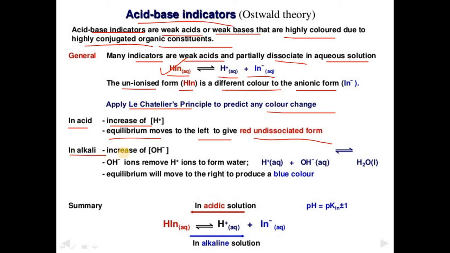In alkali medium, an increase of OH minus takes place. So OH minus ions remove H plus ions to form water, H plus and OH minus giving water, and the equilibrium will move to the right side. So here we get the ionized form. Overall, in summary, when HIn in aqueous dissociates as H plus aqueous and In minus, in acidic solution the equilibrium shifts towards the left side, and in alkaline medium the equilibrium shifts to the right side. So this is Ostwald's theory.